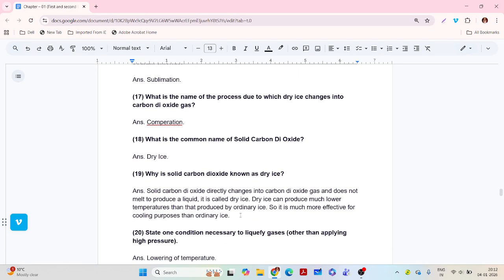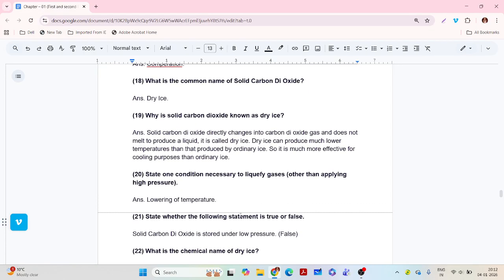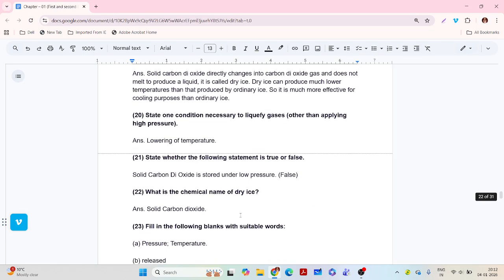State one condition that is necessary to liquefy gases other than applying high pressure. I know that to liquefy a gas there are two conditions, mainly high pressure and lower temperature. State whether it is true or false: solid carbon dioxide is stored under low pressure. If it is stored under low pressure, then it will turn into gas, so this is false. What is the chemical name of dry ice? Carbon dioxide. Fill in with suitable words.